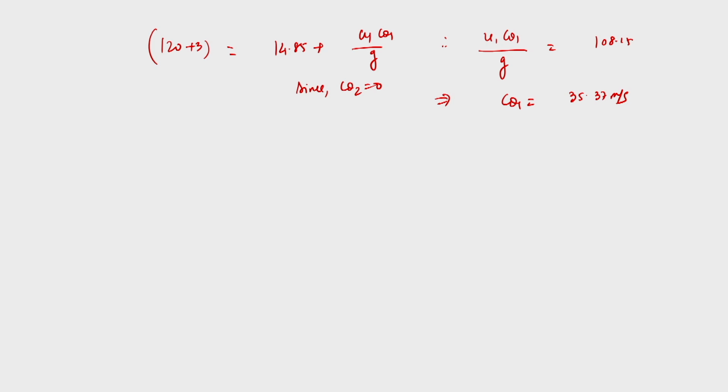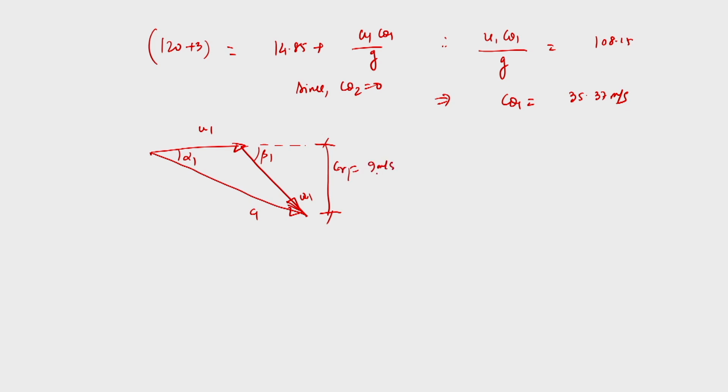So, from the inlet velocity triangle, again if I draw the inlet velocity triangle, this is u1, this is w1, this is c1, and this angle is beta 1, this is alpha 1. And this is 9 meter per second, that is CR1. CR1 is equal to 9 meter per second, it is given.